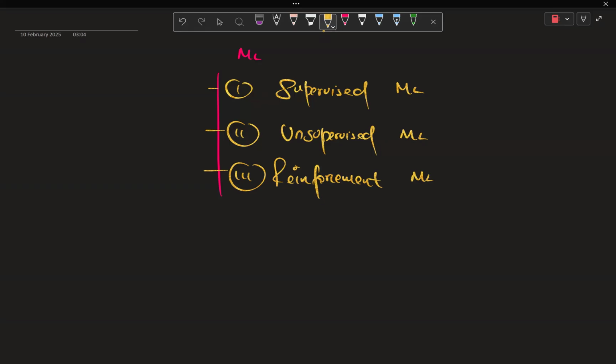In supervised, we provide input and output data to the machine. In unsupervised, we have only input, but we don't provide any output data. And reinforcement has feedback. It has rewards and punishment as well. It has an agent and environment. That's correct, Rohit, right?